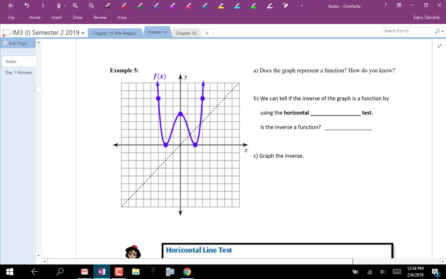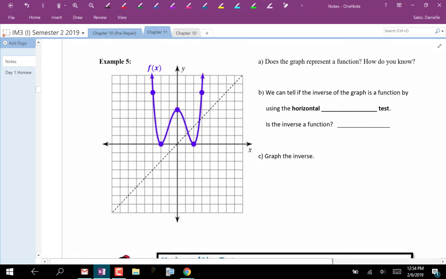In maybe freshman year or earlier, you guys learned about the vertical line test. So hopefully that kind of rings a bell. If it passes the vertical line test, your original graph is a function. So let's take a look at this. If I draw a bunch of vertical lines, you'll see that it only crosses one time. That proves to you that it is a function. That's called the vertical line test.